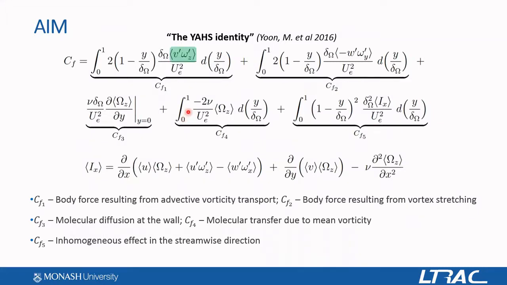So it has 5 components. The first term CF1 refers to the contribution from advective vorticity transport. The second component CF2 refers to the vortex stretching contribution. CF3 refers to the molecular diffusion at the wall. CF4 refers to the contribution from molecular transfer due to mean vorticity, and CF5 refers to the inhomogeneity effect.